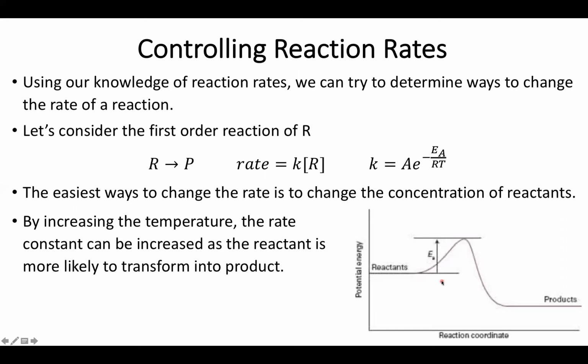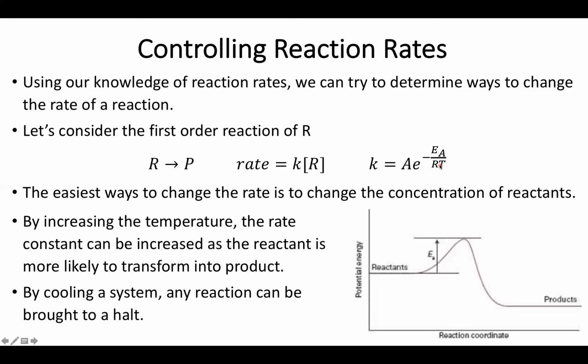Because as the temperature gets higher and higher, more of my reactant molecules will have enough energy to get over that activation energy and make the product. And this happens by essentially increasing the rate constant as we have, again, a lower ratio of activation energy to temperature. Conversely, this means that if I cool a system down, that barrier gets effectively higher and higher, and any reaction can be brought to a halt.